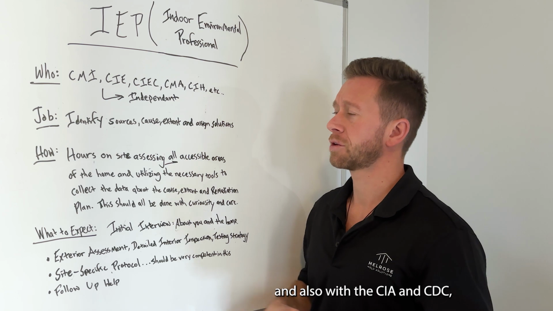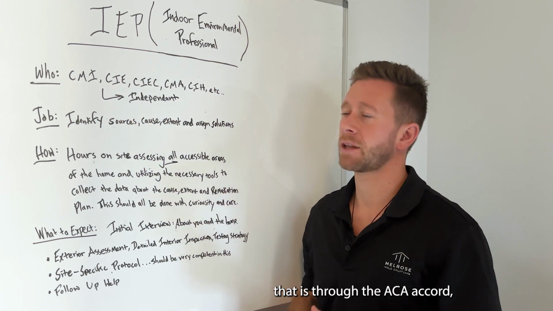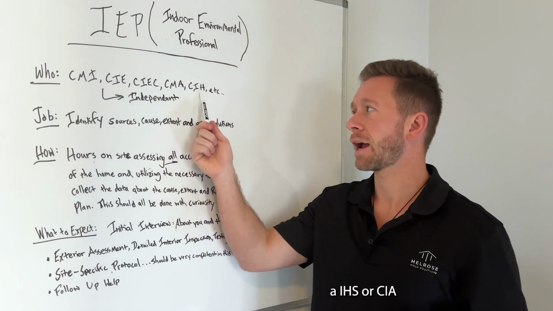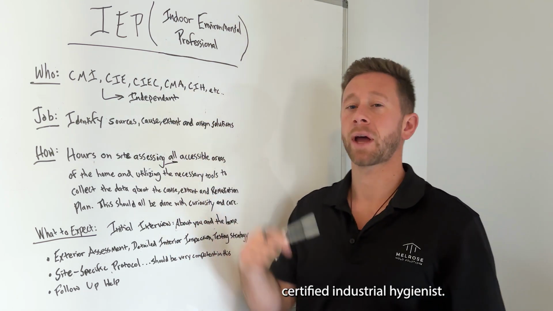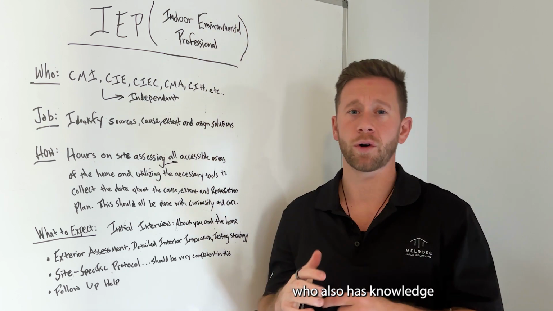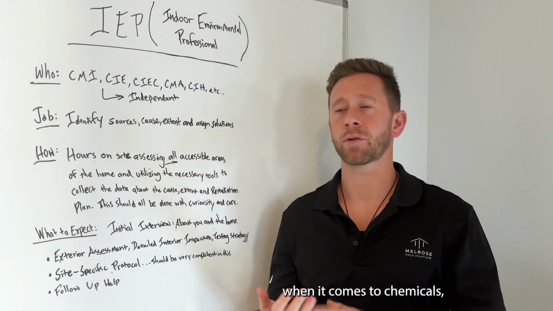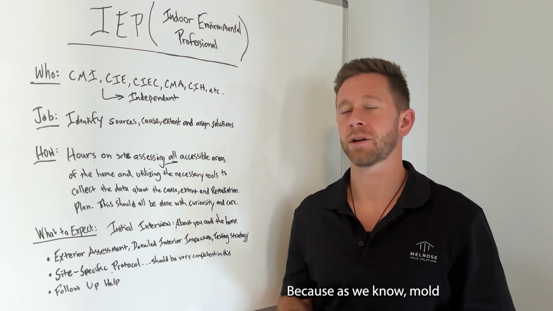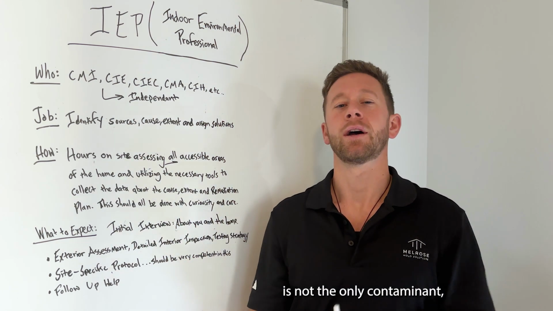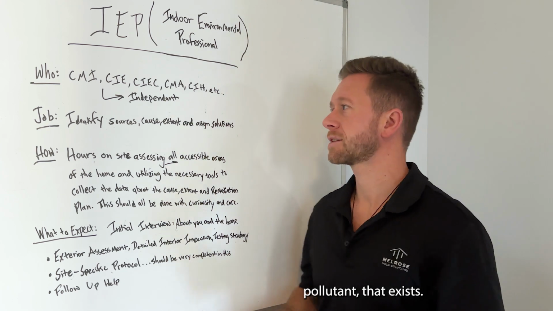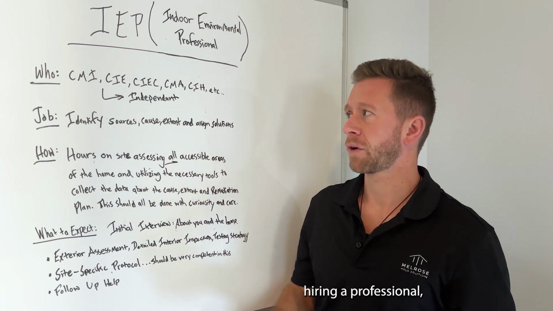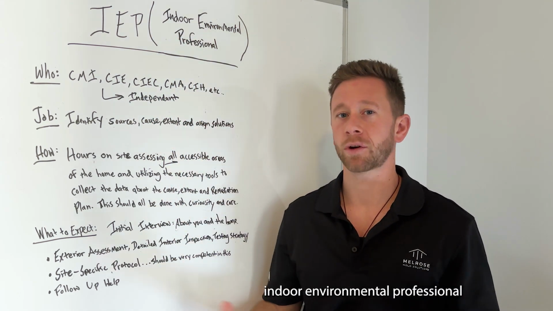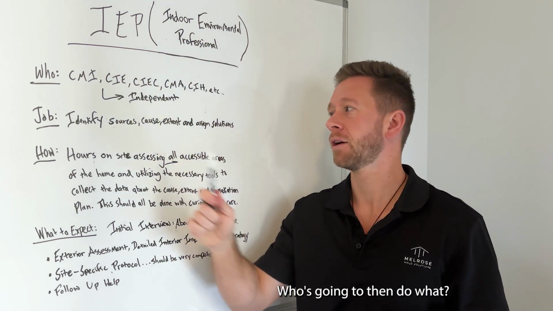So I've had the certified mold inspector certification there, and also with the CIE and CIEC, that is through the acac.org, which is a really good database to have on hand. A IH or CIH is a certified industrial hygienist, and that is someone who also has knowledge when it comes to chemicals, VOCs, gases, and formaldehyde testing and things like that in the home, because as we know, mold is not the only contaminant or indoor air pollutant that exists. So when you're hiring a professional, it could be any one of these, and they are your IEP, or indoor environmental professional, third party, who's going to then do what?